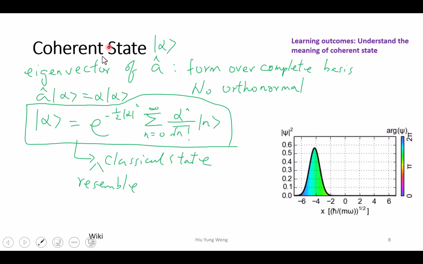Why I want to discuss this: we might not do this in class later, but if you read papers, you will see they always talk about the Fock state and the coherent state. I hope you understand what they are.